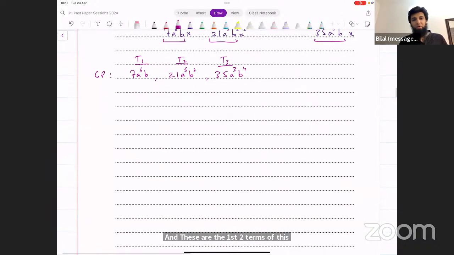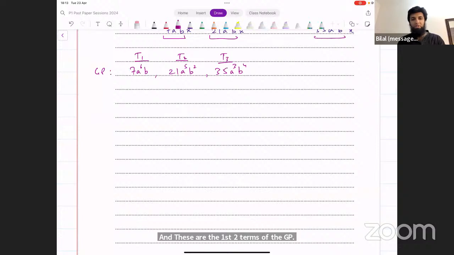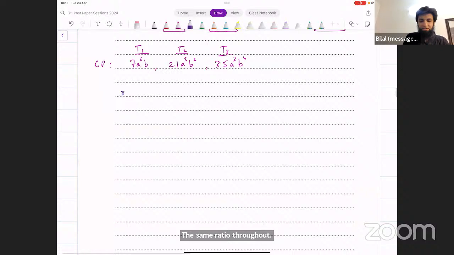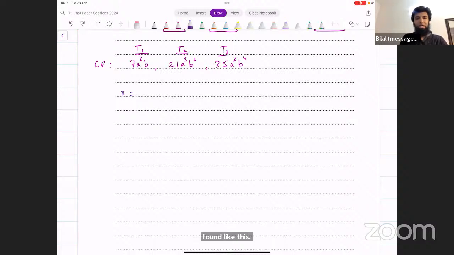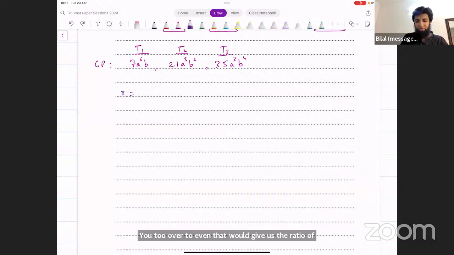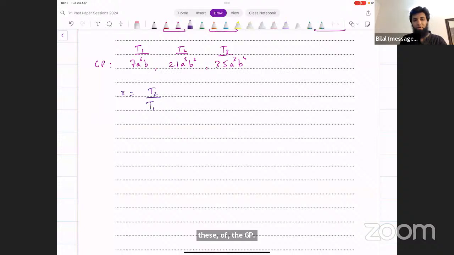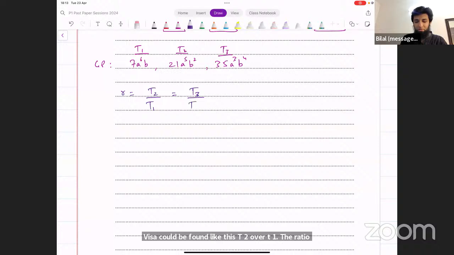Now, since it's a geometric progression, it's supposed to have the same ratio throughout, right? So we can say the ratios of these terms can be found like this. T2 over T1 would give us the ratio of the GP. The ratio could also be found like T3 over T2. We could also divide these two terms to get the ratio. So basically, we get an equation like this from this.